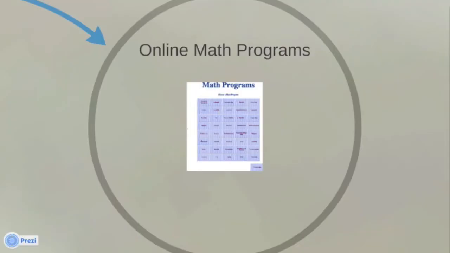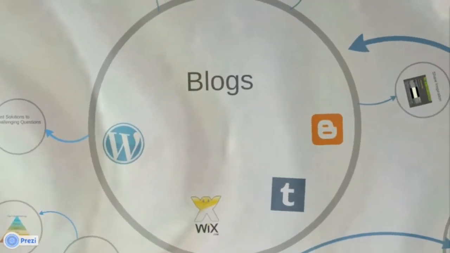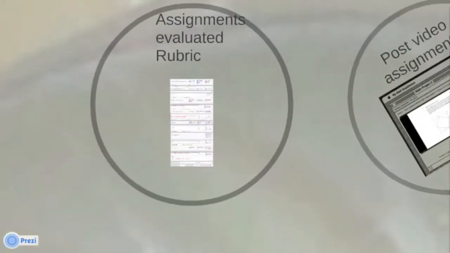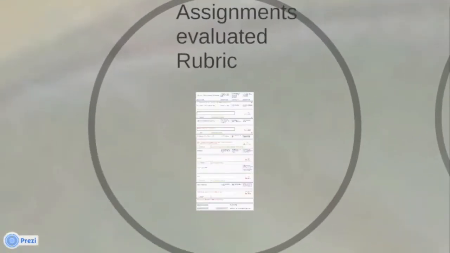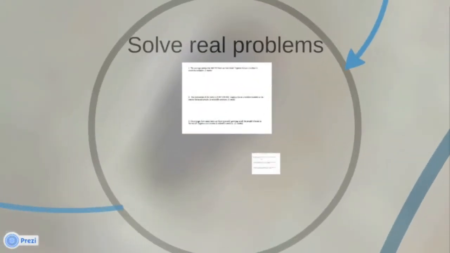And the other thing I do is I use online math programs. I've written a lot of math programs, 40 here. And I use blogs. So I make blogs, my students make blogs. And then the students have math assignments, and those assignments are evaluated using rubrics. So I use an online rubric program, and we'll talk about that as well.